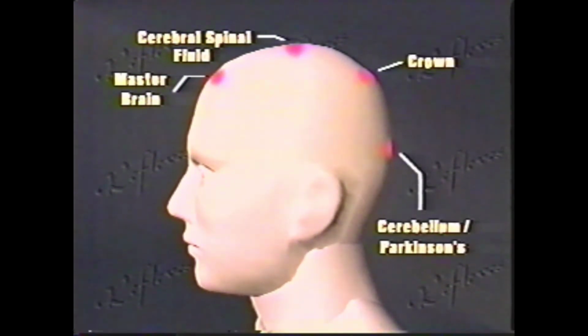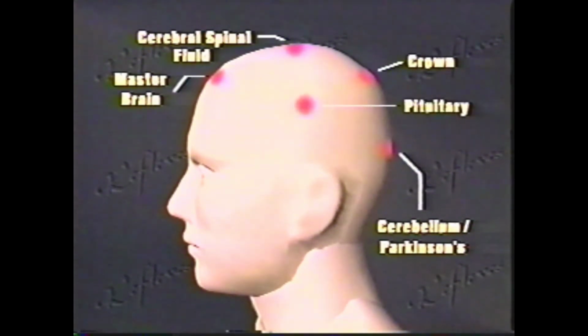There are 6 brain reflexes. The master brain reflex is located at the top of the skull. Cerebral spinal fluid or salt reflex is located in the middle of the top of the head. The crown reflex is located on the flap area on top and back of the head. The cerebellum or Parkinson's reflex is at the middle back of the head.